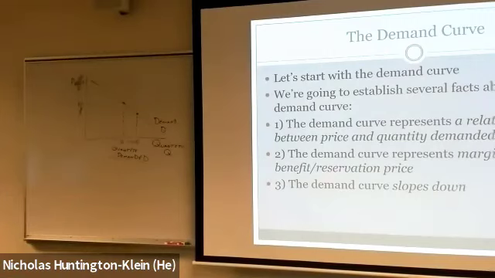Next, it represents the marginal benefit or reservation price. So I mentioned we have marginal benefit over here, right? That's where the marginal benefit is. It's on the benefit side.